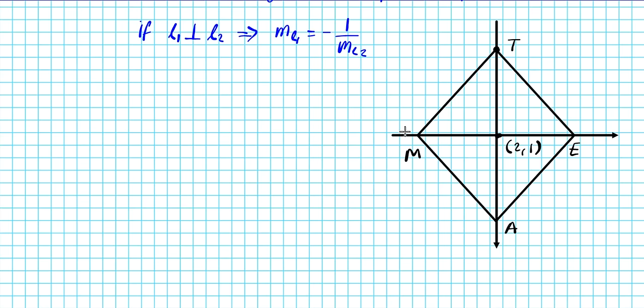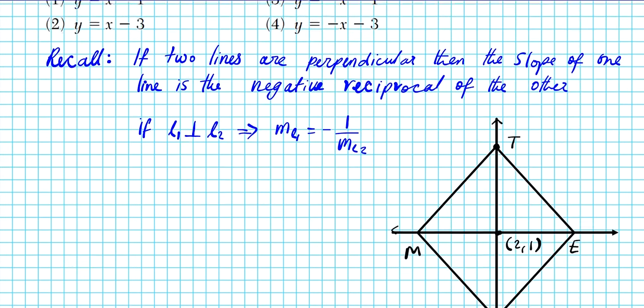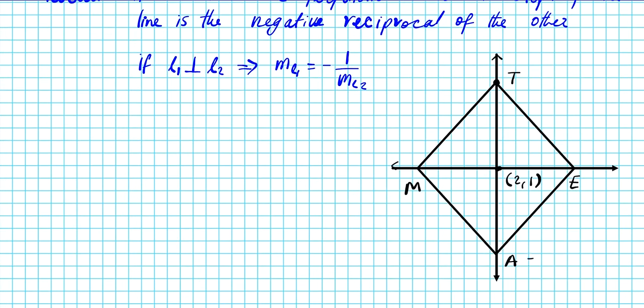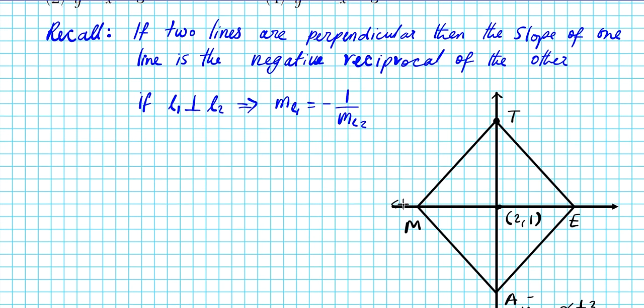And we're told that the equation of one of the diagonals, namely TA, so the line containing this segment TA, is y equals negative x plus 3. And the question is, what is the equation of this other line containing the second diagonal? So this line right here is y equals what? That is the question.